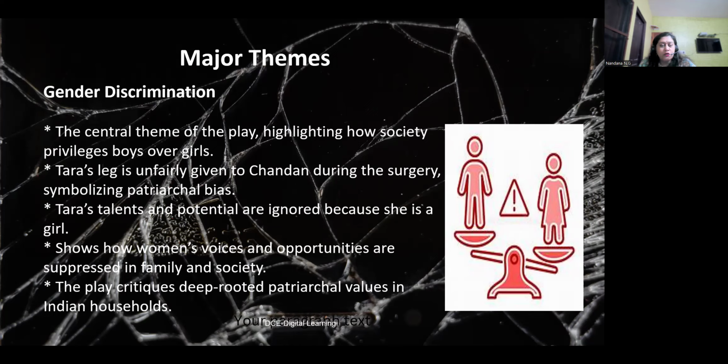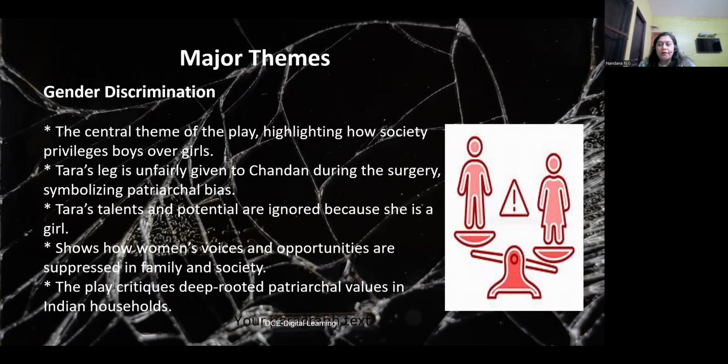The play also shows how women's voices and opportunities are suppressed in family and society. We can say that both Bharati and Tara, both their voices are suppressed. In fact, what is more ironical is Bharati herself has been a victim of patriarchy, but then she too does the same with her daughter. Maybe that is why the guilt breaks her down. The play critiques deep rooted patriarchal values in Indian households, that is, the preference of a male heir over a female.